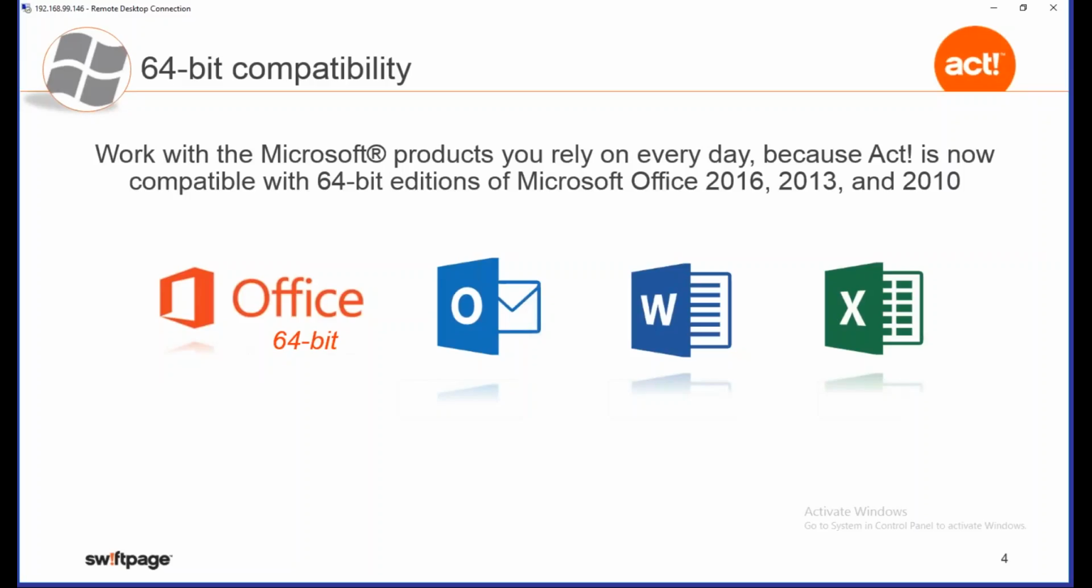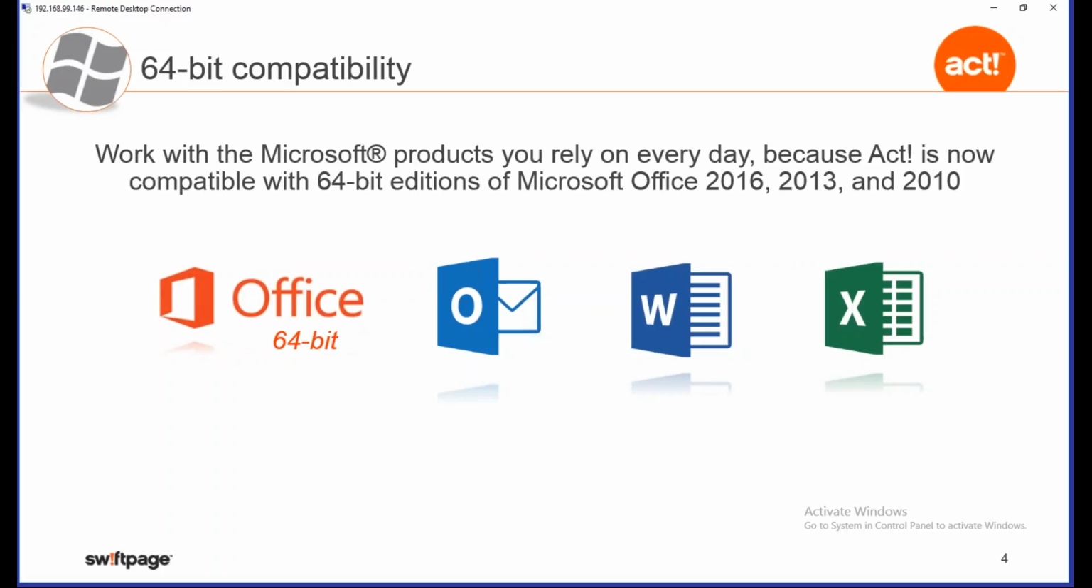Okay, so let's talk about the compatibility updates. As I mentioned, now it's 64-bit compatible, and so it's going to be able to work with your Office products. So if you like to do your emails and attach those to ACT, and you have 64-bit Outlook, it's going to work now. If you do mail merges to Word, that's going to work now. If you do your exports to Excel, you pull up your contact list and or history list for reporting, if you had a 64-bit version of Excel, it's not going to work. Now it's going to work for you.